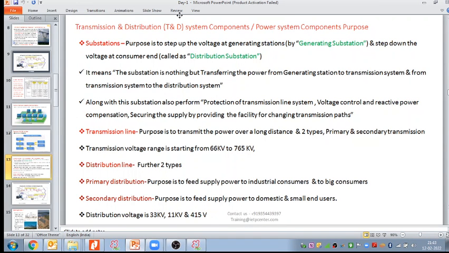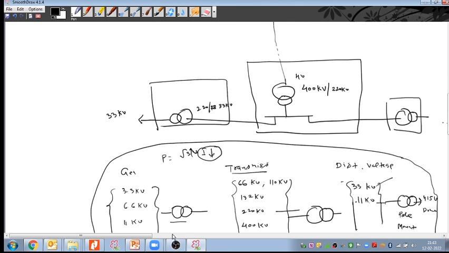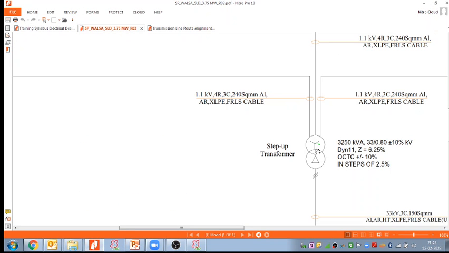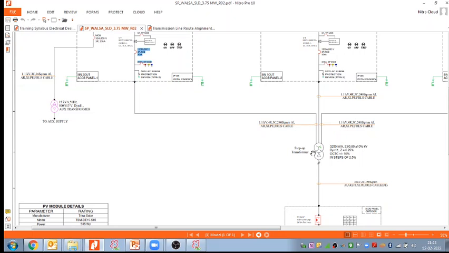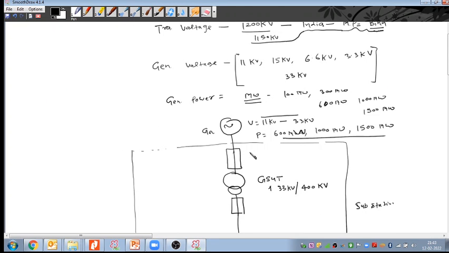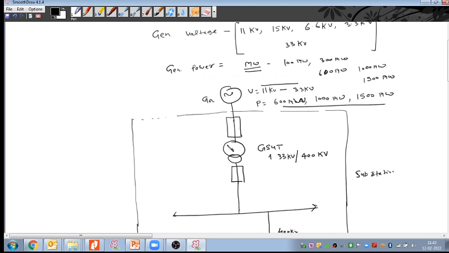One question is there: will the transformer be star delta or delta delta, this transformer, sir? Let me come to this one, just the previous picture. Yes, this one. So, sir, actually, this transformer has delta on the generator side, and it will have star on the transmission side, and this will be earthed with the help of the neutral grounding reactor, NGR, and it will go to the earth.